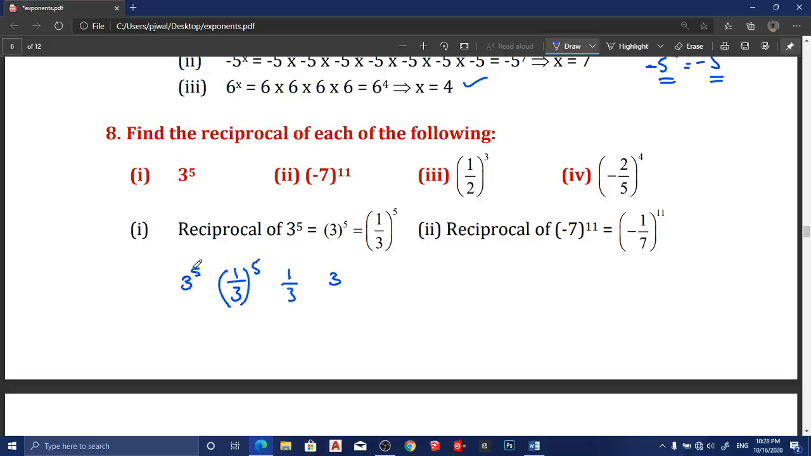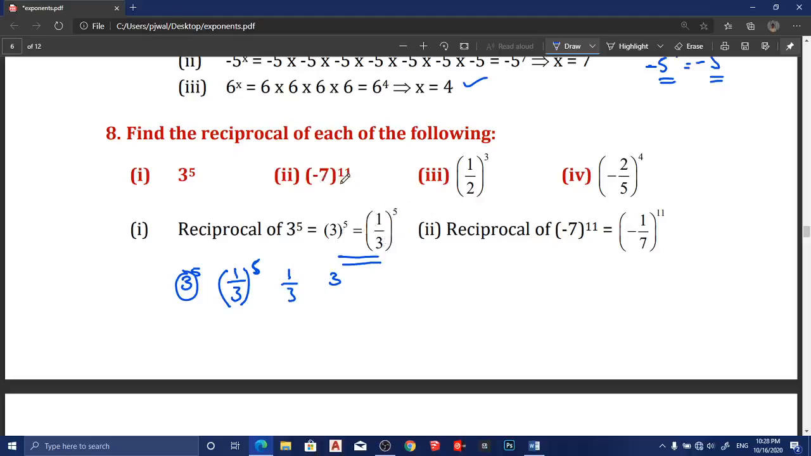After taking the reciprocal of the base, you have to take the power to the same number. So what will be the reciprocal of 3 to the power of 5? First you take the reciprocal of 3. What is the reciprocal of 3? 1 by 3. And then you have to put the same power on this one. So 1 by 3 to the power of 5. So like this. We can write this as 3 whole to the power of 5. What is the reciprocal of 3? 1 by 3. Keep this in the bracket only, and just take the same power on this one. So this is 1 by 3 to the power of 5.